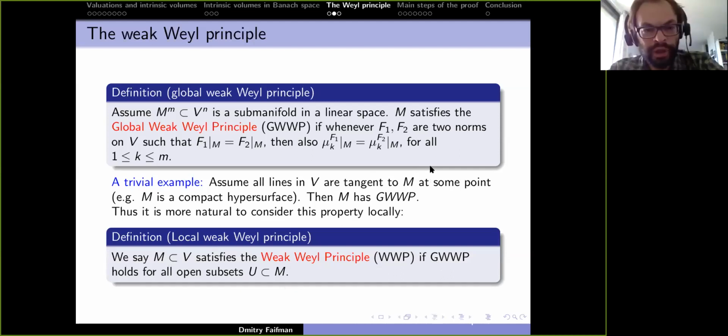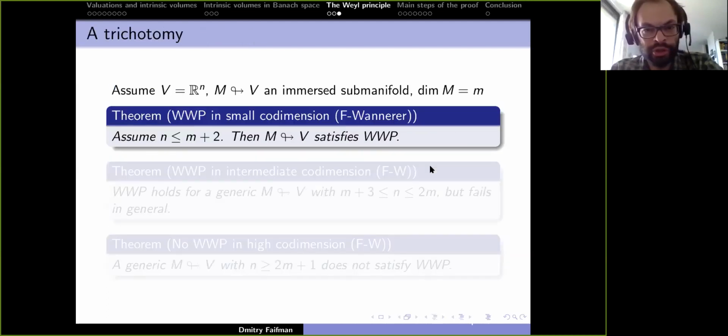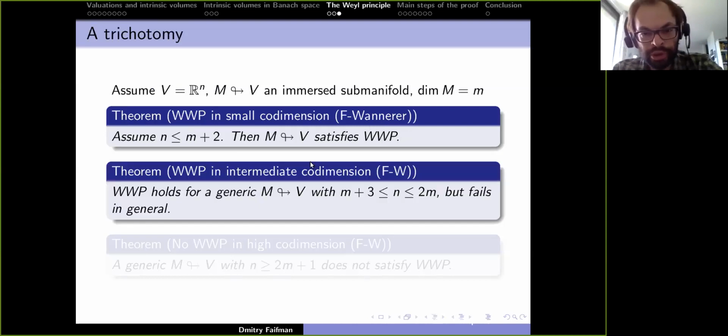Okay, and here is a result. It's a trichotomy. So we have a manifold of dimension m that sits inside an n-dimensional space. First, if the codimension is small, if the codimension is at most 2, then we find that the weak Weyl principle holds. So whenever M is a hypersurface or of codimension 2, then there is this weak intrinsic property of the intrinsic volume.